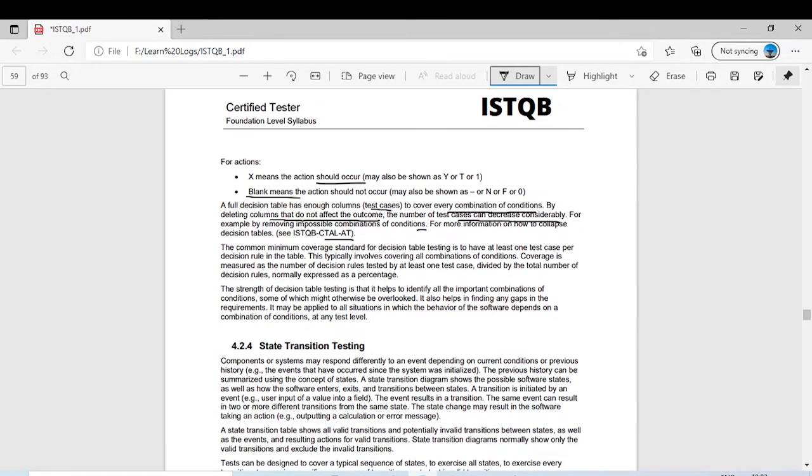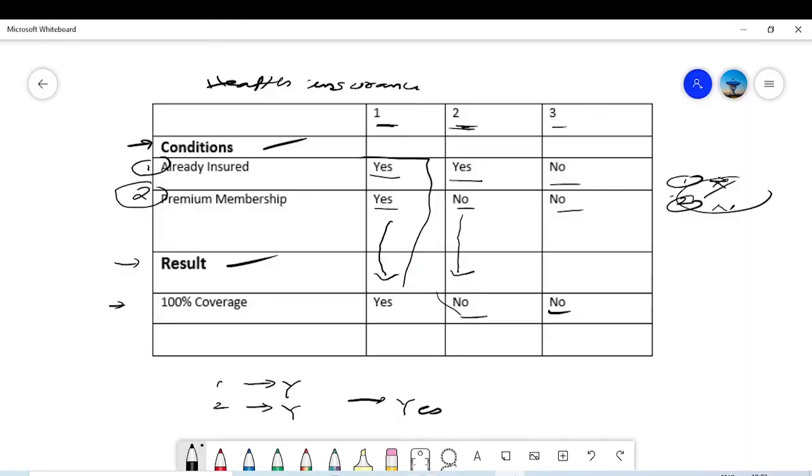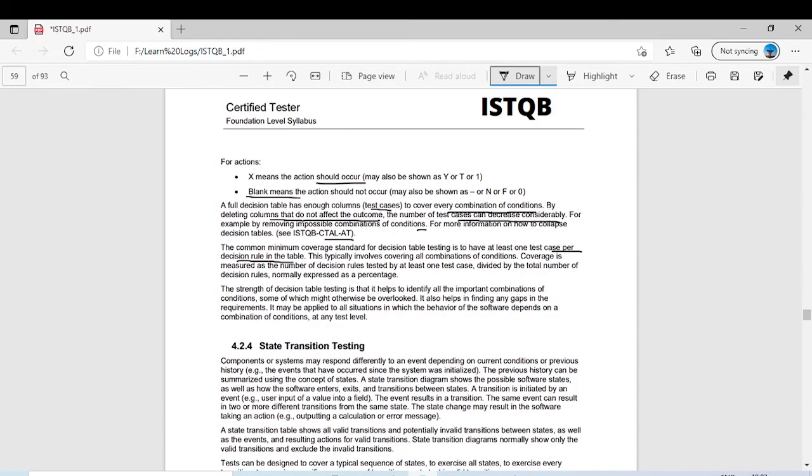The common minimum coverage standard of decision table testing is to have at least one test case per decision rule in the table. At least one test case should be written. For example, for 100% coverage, for every rule you should see at least one test case, one result or action. It's very important in this case. This typically involves covering all the combinations of conditions. You have to cover almost all the conditions, but you can also cut down the similar test cases.